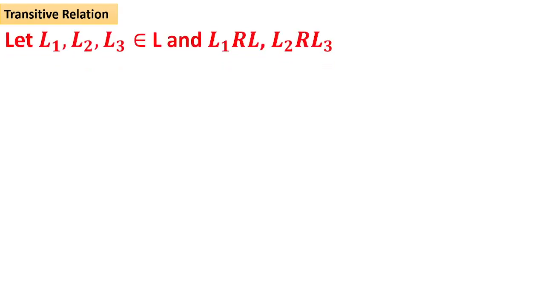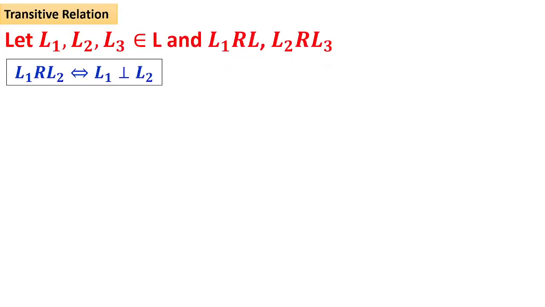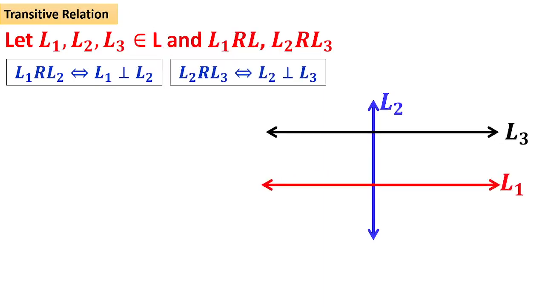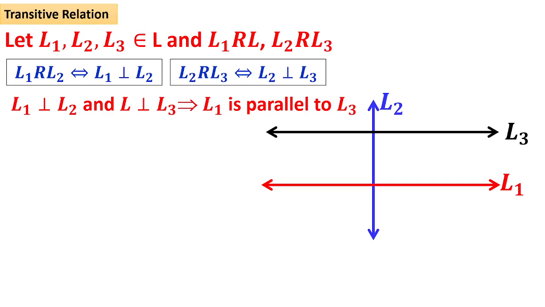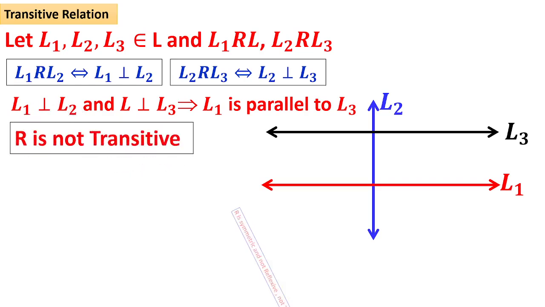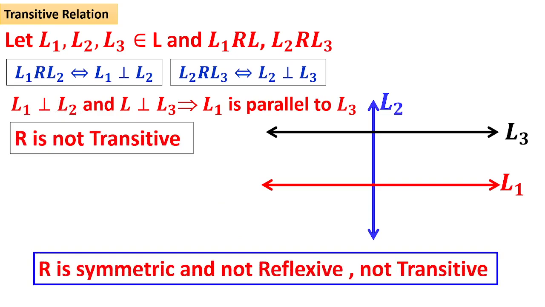Let us go to the third, transitive relation. First is perpendicular to the second, second is perpendicular to the third. Now let us assume what will happen to the first and the third. This diagram tells you that the first is parallel to the third. Therefore, L1 is parallel to L3. Therefore, it is not transitive. Therefore, symmetric, and not reflexive and not transitive. It is the nature of relation number 2.